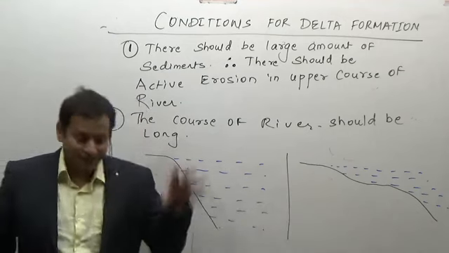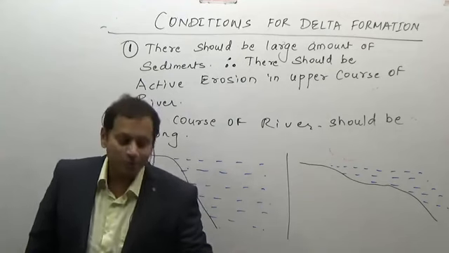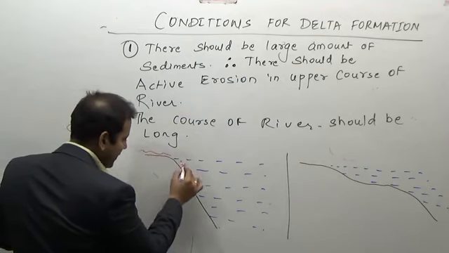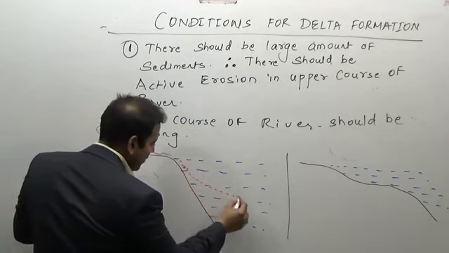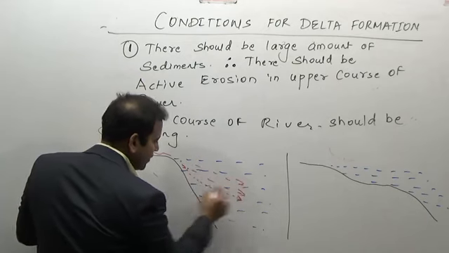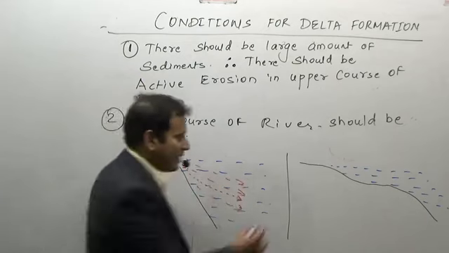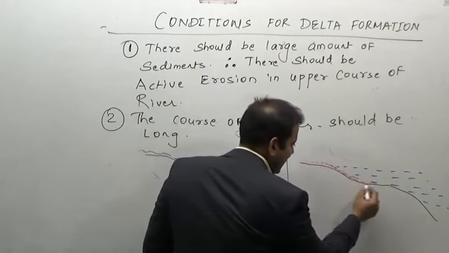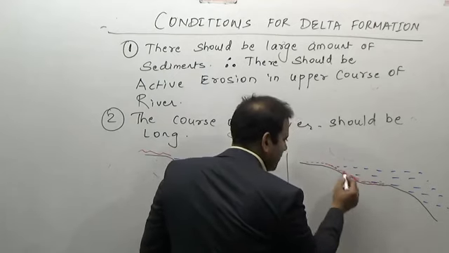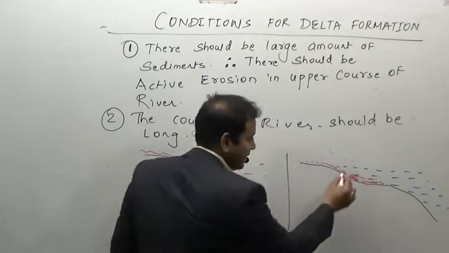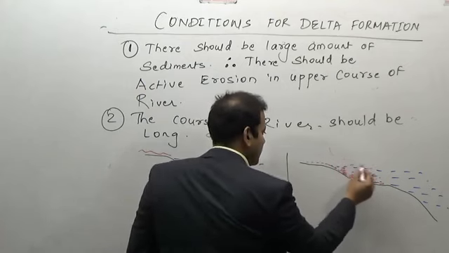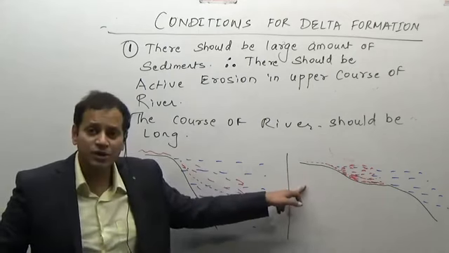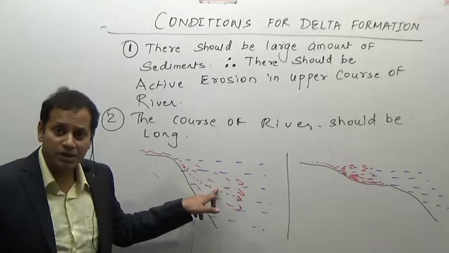Obviously no. Delta formation requires deposition of sediments. If the river brings sediments here and deposits them, they get lost deep inside the sea because of ocean currents and ocean waves. But on the other hand, if the river brings the sediments here, the ocean currents and waves carry the sediments and deposit them here. Over a period of time, this deposition goes on increasing and results in the formation of a delta. So the third condition is a shallow sea coast, not a deep sea coast.